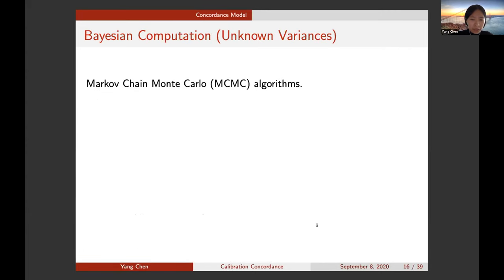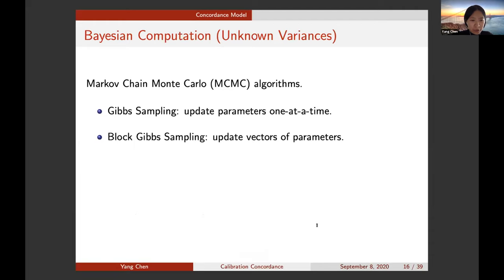So the Bayesian computation that we use is based on Markov chain Monte Carlo algorithms. We could do Gibbs sampling, and this algorithm is based on updating the parameters one at a time. And we can also do block Gibbs sampling and update the vectors of parameters at one time, because we know the joint distribution of the Bi and Gj is a multivariate Gaussian distribution.